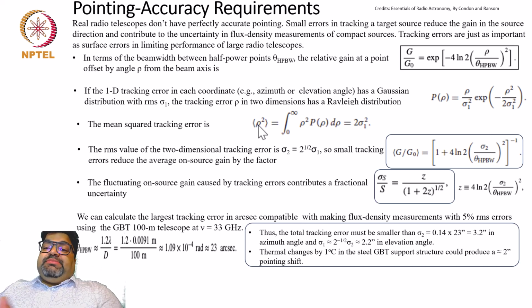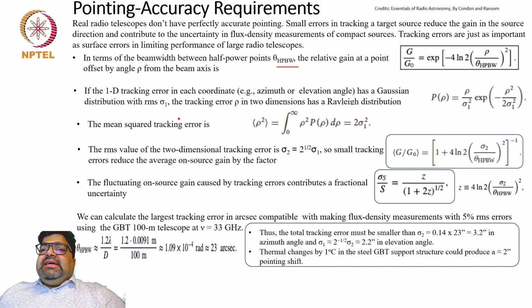Pointing errors also matter as a function of the half power beam width, because if your beam is quite large, then you can live with a little bit higher pointing inaccuracy or errors. But if your half power beam width is narrow, and you're going to higher and higher frequency, then even a lesser pointing inaccuracy can result in a bigger error.